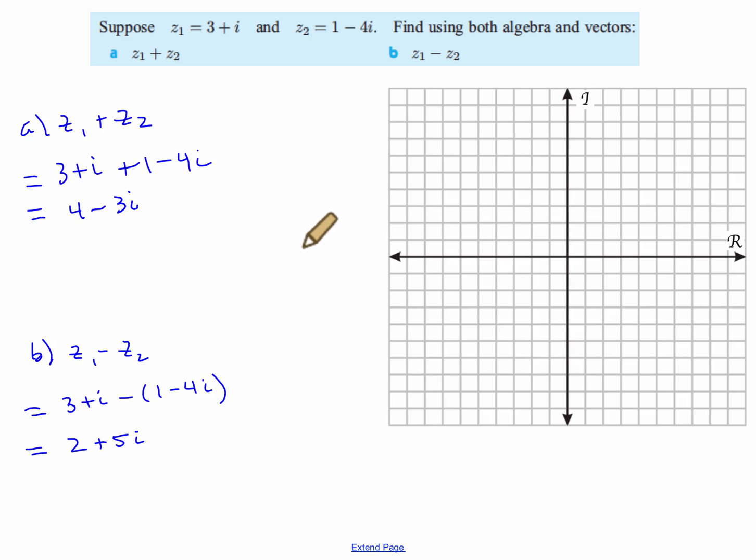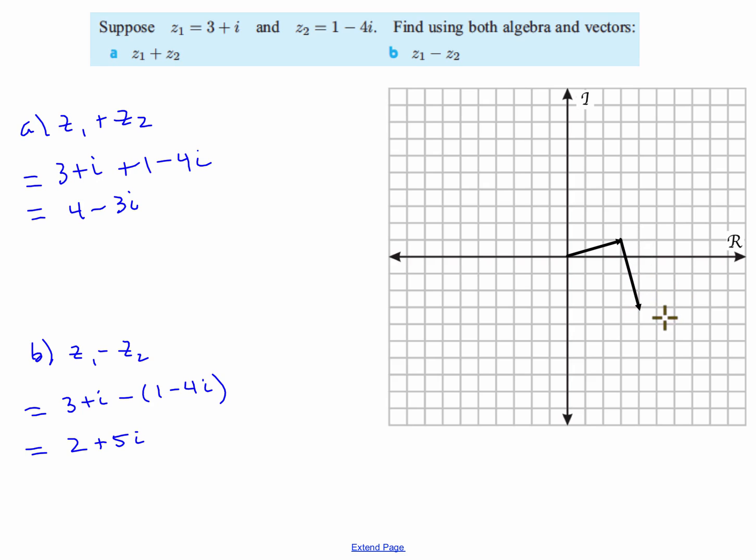Z1 plus Z2. So Z1 is the vector 3 plus i. Let me get my arrow tool. That's going to be 1, 2, 3, 3 plus i. It's going to go here. Then I start from the end of 3 plus i, and I do 1 minus 4i. So I go over 1, down 4: 1, 2, 3, 4.